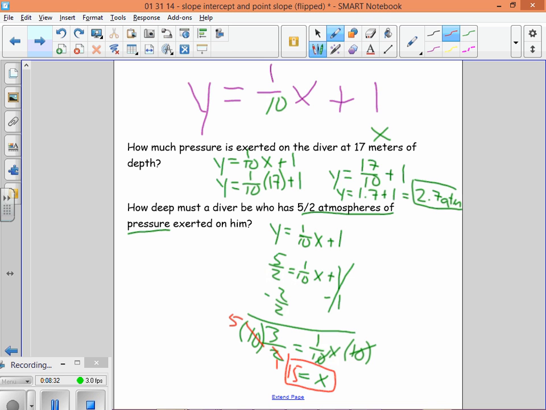Okay, so what does that mean for us? How deep must a diver be who has 5 halves atmospheres of pressure? He must be 15 meters deep.